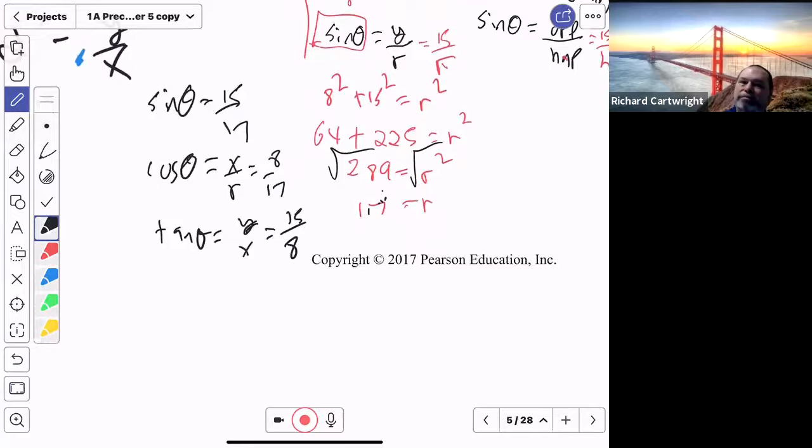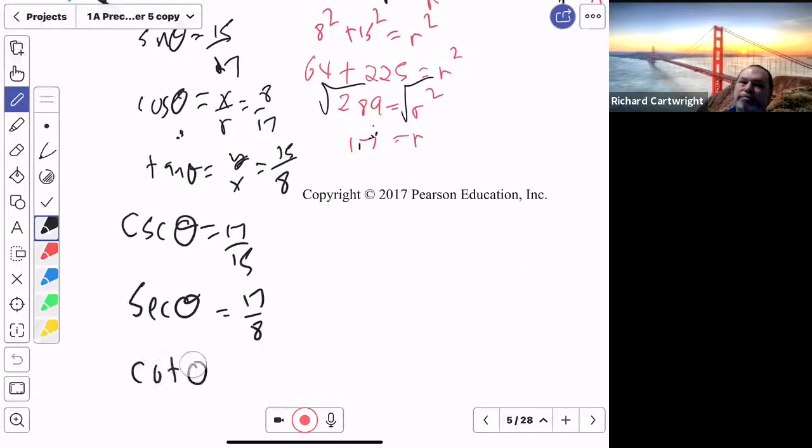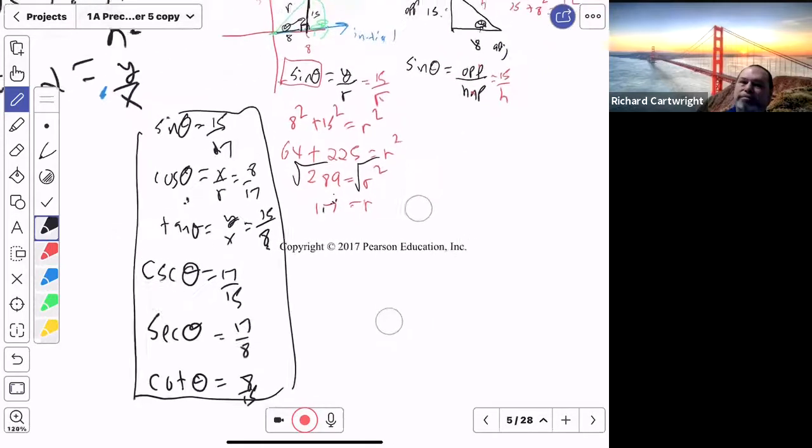There's 3 of them. Keep going. Because we've learned that the cosecant is the reciprocal of sine, so that's going to be 17 over 15. The secant is the reciprocal of cosine. That's going to be 17 over 8. And cotangent of that angle will be the reciprocal of tangent. That's 8 over 15. That should be the 6 answers that the author wants you to know.